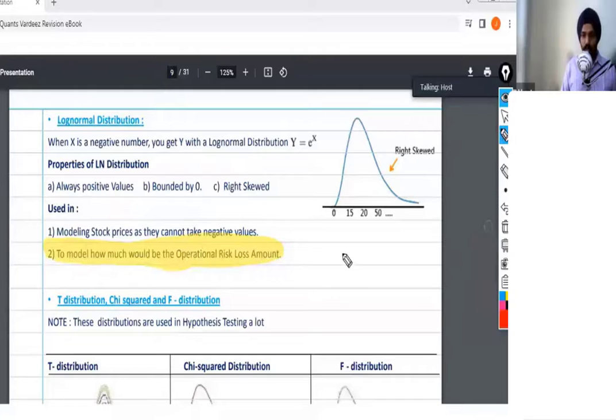Loss severity, how severe or how much, you use a log normal distribution for that. Okay, and as it's right skewed, that means the loss is how much? Maximum loss. What's the maximum loss? That's a log normal distribution.